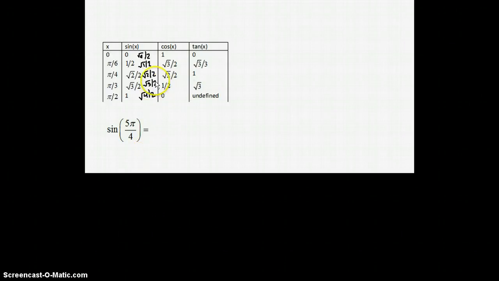And these are the values, sine of these angles and cosine of these angles. And one easy way to remember it, you can make a chart like this. Line up the values of x. And then in the sine column, square root of 0 over 2, square root of 1 over 2, square root of 2 over 2, square root of 3 over 2, and square root of 4 over 2. This will be 2 over 2, which will be 1.